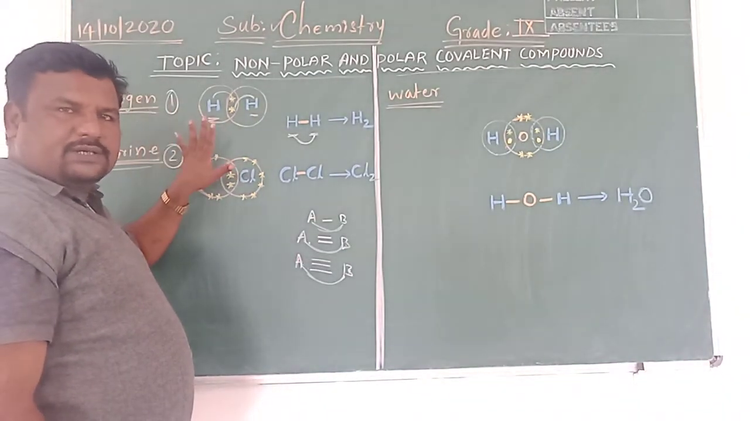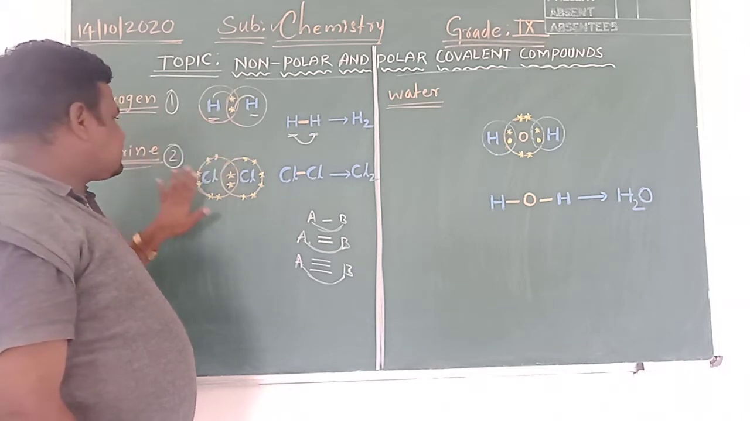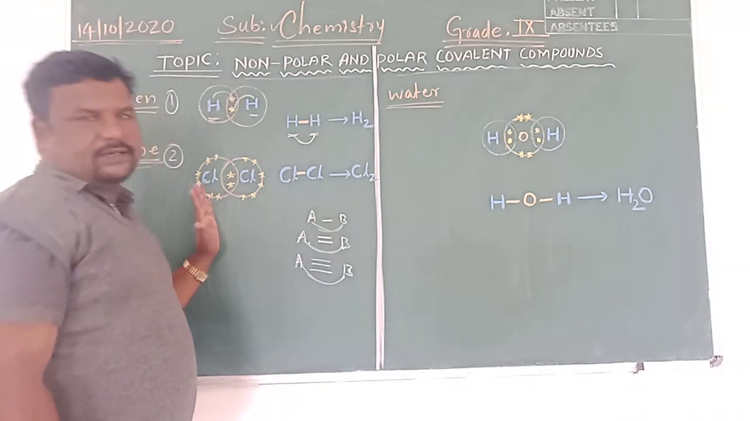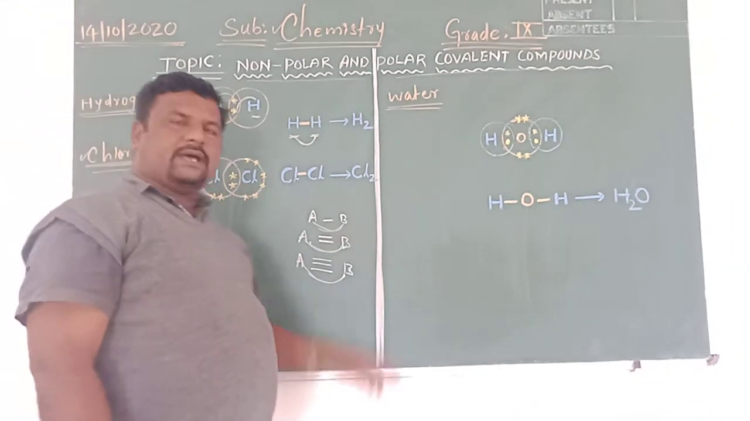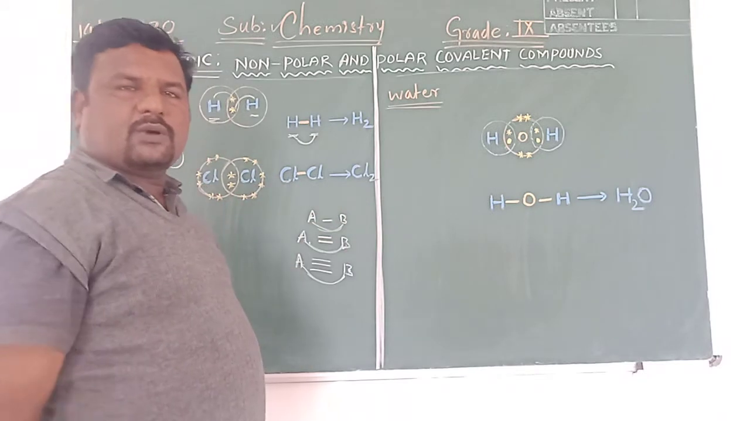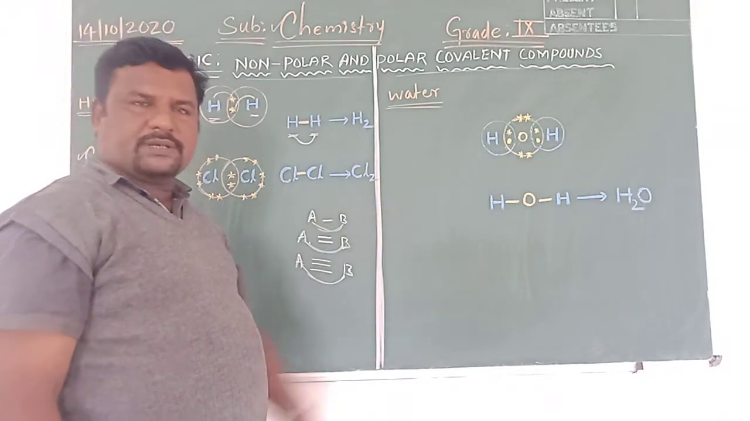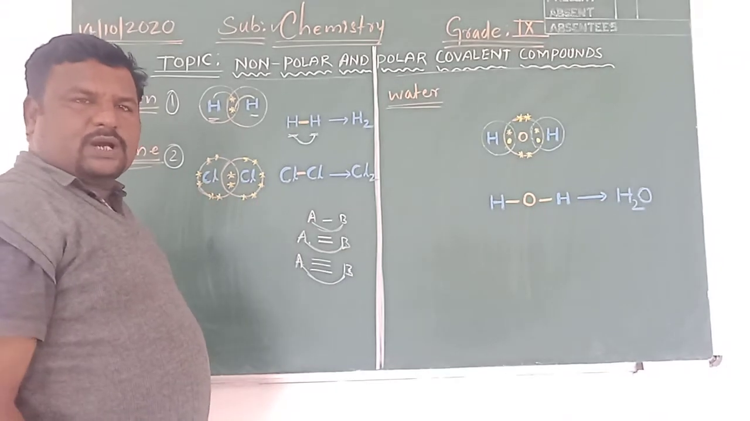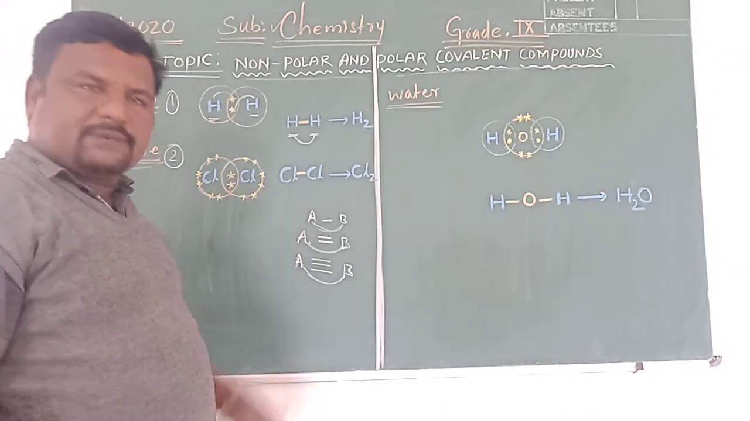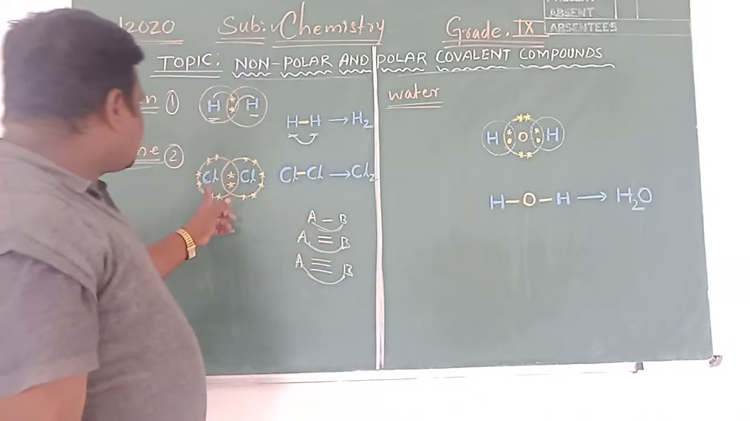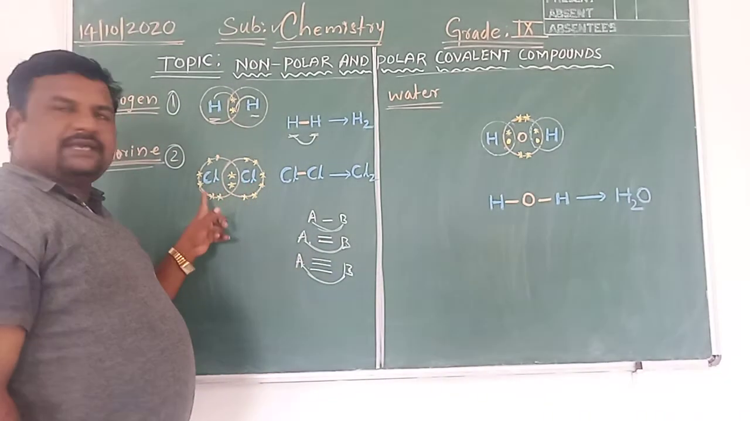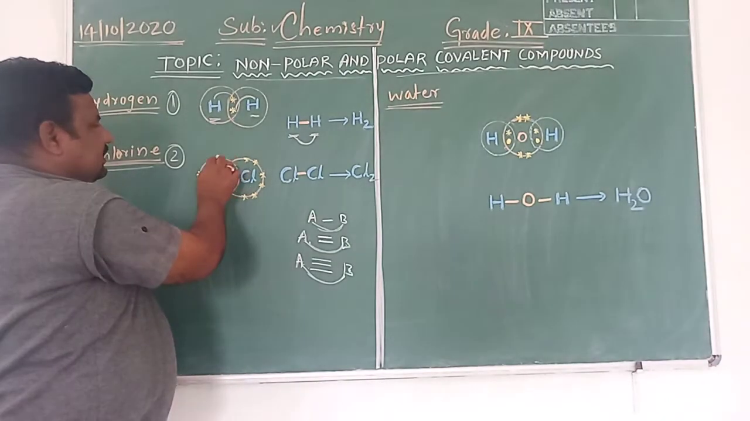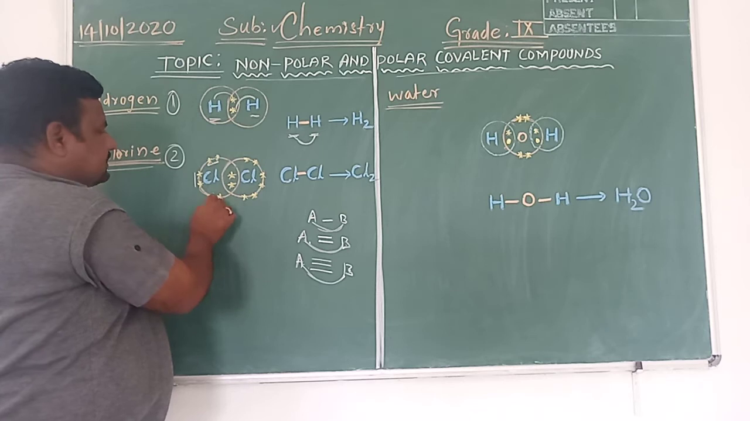The electronic configuration of the chlorine atom is 2, 8, 7. So this chlorine atom has 7 electrons in its valence shell. The other chlorine atom also has 7 electrons in its valence orbit. So to attain the octet rule, to attain the electronic configuration of the nearest inert gas, what are the chlorine atoms doing? They are equally sharing the electrons. See, the number of electrons before sharing: 2, 4, 6 plus this one.